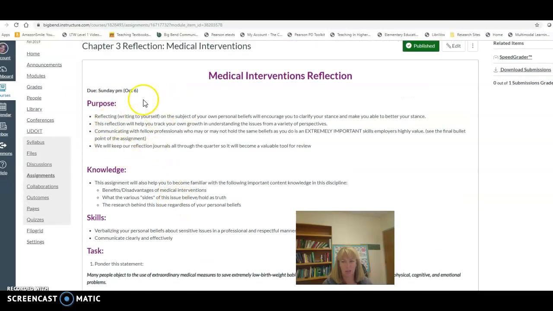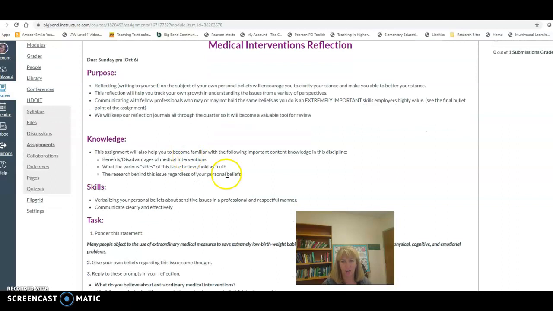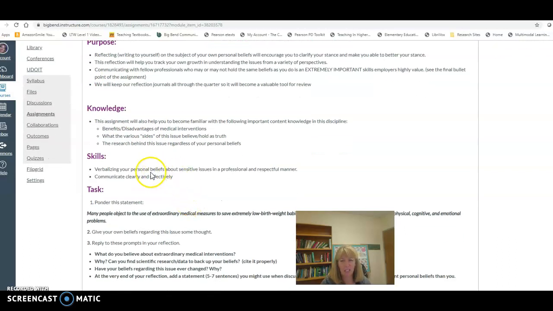So this tells you the purpose of this assignment, why we're doing this. These journals are going to help you grow. The review is excellent later on. This is the knowledge, the content that we're studying for this specific reflection. Each reflection should have a different knowledge there. The skill is about communicating clearly. And this one is also about verbalizing your personal beliefs about sensitive issues in a professional and respectful manner. You see this right here? I'm going to highlight that right there.